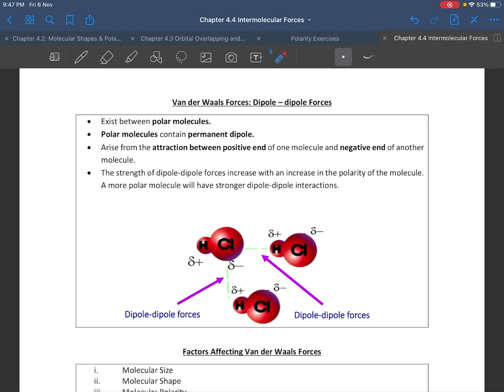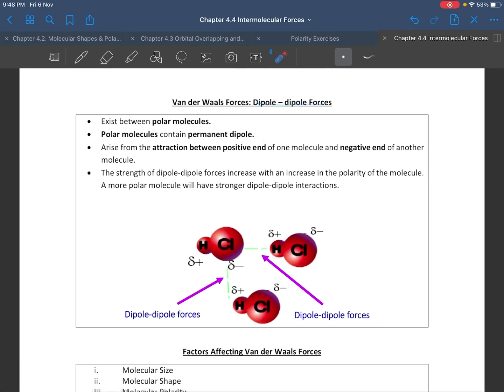Okay, so next we want to learn about dipole-dipole forces. Kita nak belajar pasal dipole-dipole forces. Okay, so for dipole-dipole forces, exist between polar molecule only. Okay, so kalau molekul tu polar, baru ada dipole-dipole forces. Kalau non-polar, dia tak ada dipole-dipole forces. Okay, sebab apa? Sebab polar molecule contain permanent dipole. Permanent dipole maksudnya dia ada dipole yang tetap.